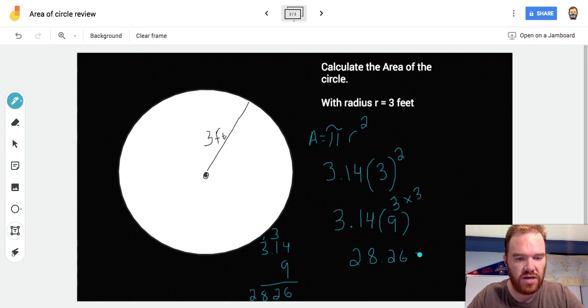And then my unit is going to be feet squared. I'm going to use that little 2 to label feet squared. Because what we're really doing, in order to measure area, is measuring the shape in how many blocks of 1 foot by 1 foot there are. In this case, there would be 28.26. So that ends up being our area.